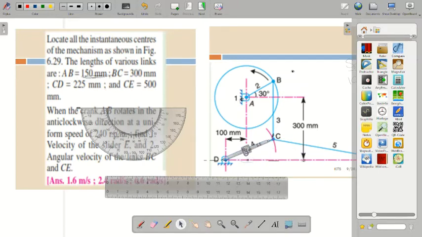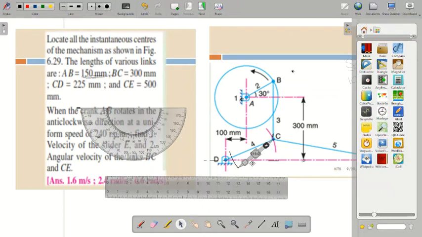Take your compass out and mark the CD value. CD value is 225. 225 divided by 50, what is the value? 4.5, I think so. Take 4.5. So this is 4.5. I have taken 4.5. Now draw the arc like this.